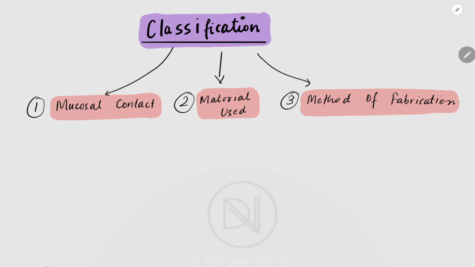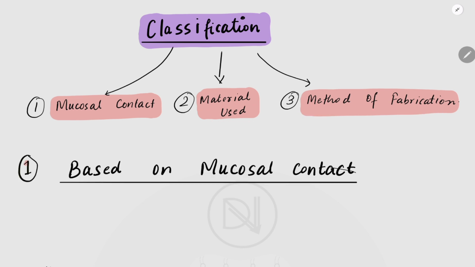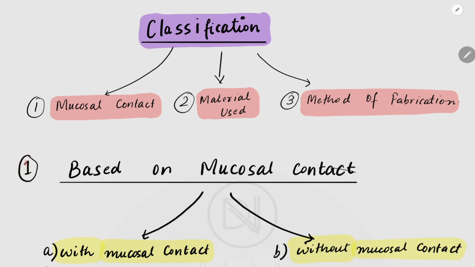Now coming to the classification. The classification of the Pontics has been done in 3 ways. The first one is on the basis of mucosal contact, second is on the basis of material used, and third is on the basis of method of fabrication. Based on the mucosal contact, it has been again classified into 2 categories. The first is with mucosal contact and the second one is without mucosal contact.